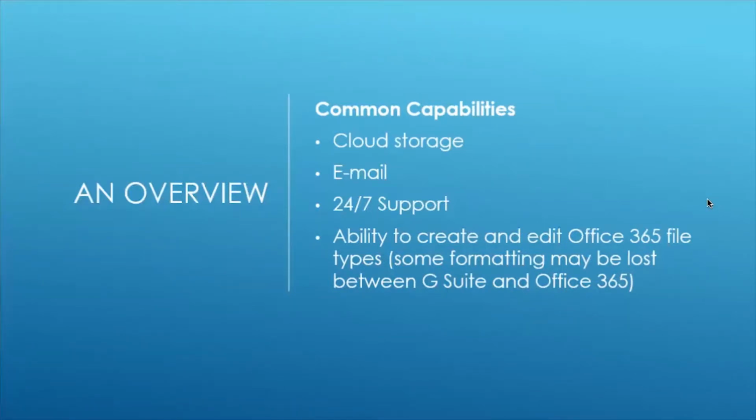We both know that the most common things that we're looking at is going to be email and the Office 365 file types. Both of them do have email options. Obviously, we have Gmail, or you can use your company's email. Same as with Outlook. You can use an Outlook.com email, or you can have your company's email branded. They both do have 24/7 support, and they have the ability to create and edit Office 365 file types. One caveat is that some formatting may be lost between G Suite and Office 365.